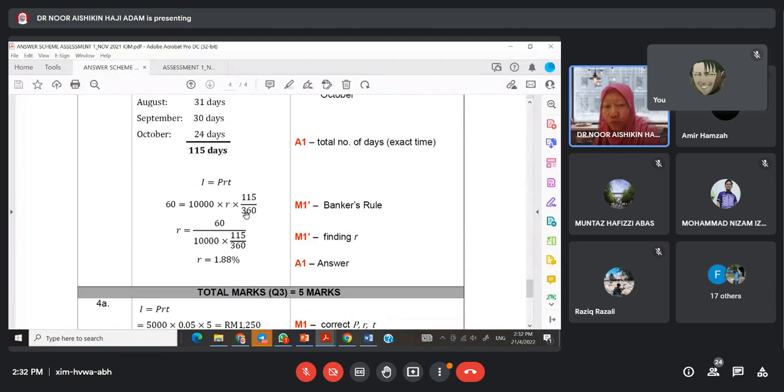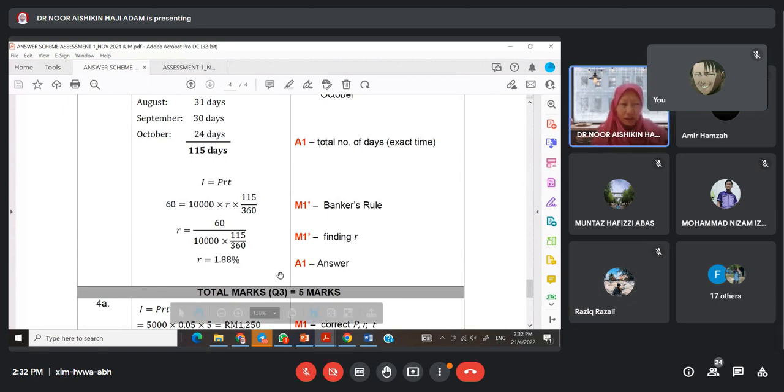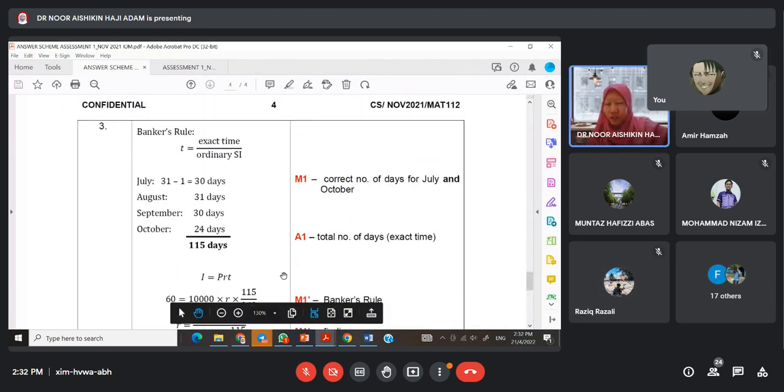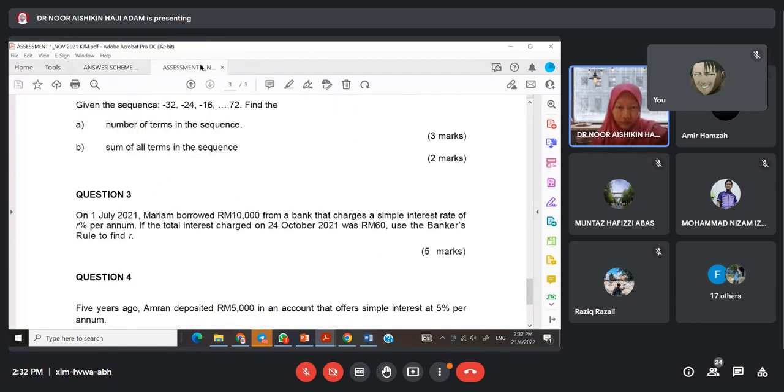But if you use correctly the banker's rule, maknanya the 116 days you dapat tu, you divide by 360, you get 1 mark. And solving for R, you get another mark. But the final answer would be wrong. Betul? Banyak hilang markah kan? Soalan senang je, banyak hilang markah. So be careful. Okay, next.